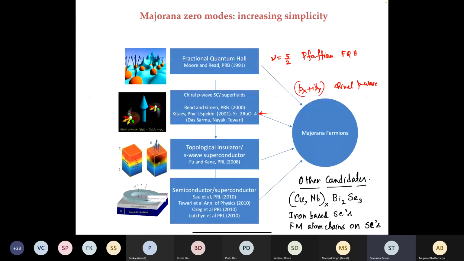I'm not going to talk about these other systems in any detail, but if you have any questions, you can ask me. The system that I am going to talk about in the rest of my time is this semiconductor superconductor heterostructure. All right. So let's move on to the next slide.